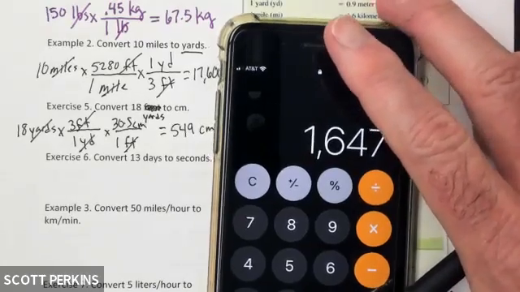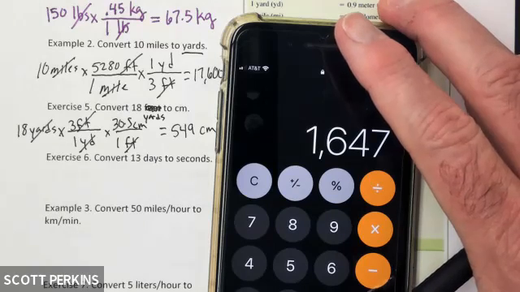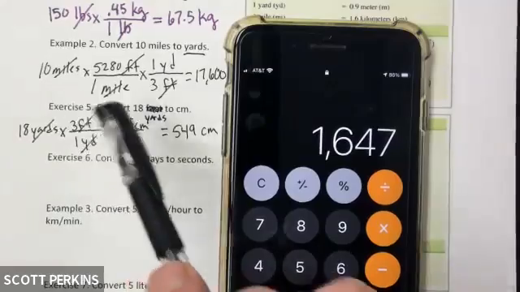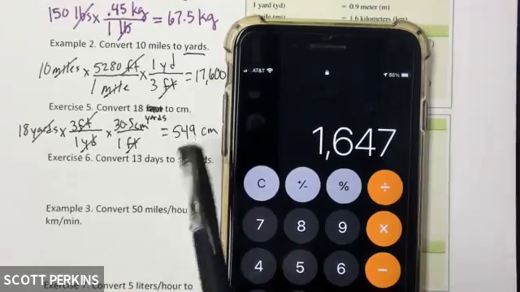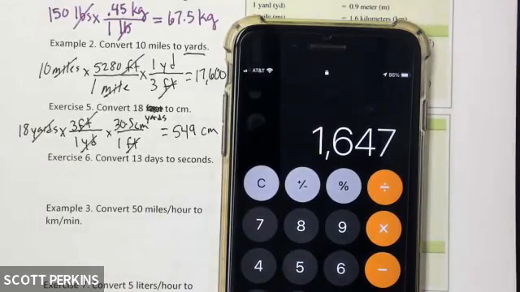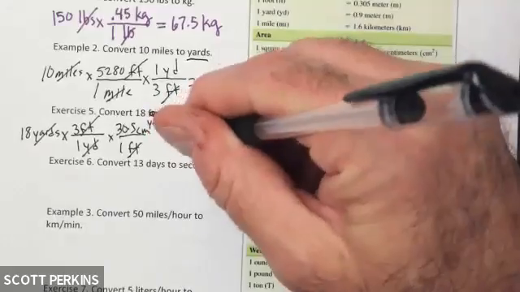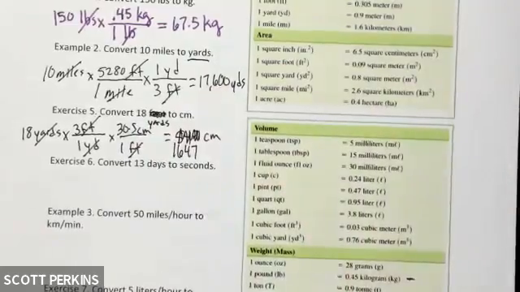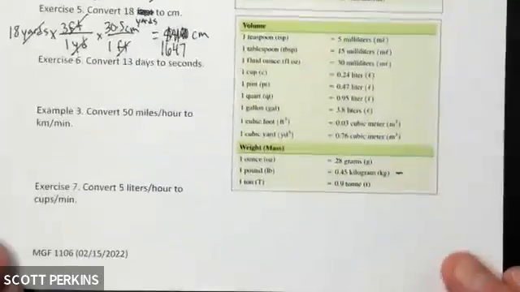If you do what the other way? If you do 18 times 30.5, you're doing feet to centimeters, it gives you 549. Oh, okay. So the 549 is if you just went right from feet. If you didn't change it to yards like I asked you to, then that's the answer. So there we go. Apologize for that. So 1647 is the revised problem. So 1647 centimeters. Gotcha. Thank you for clearing that up. Appreciate it. Okay, so exercise 6 then.